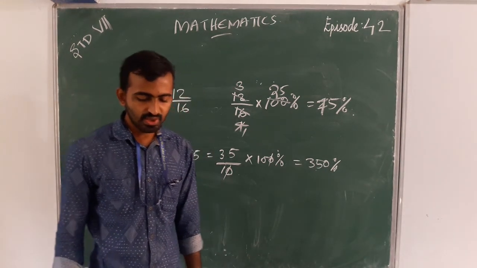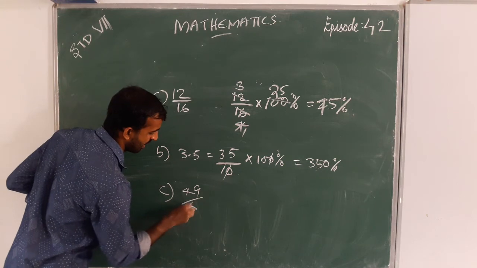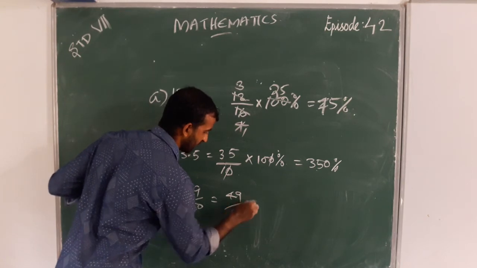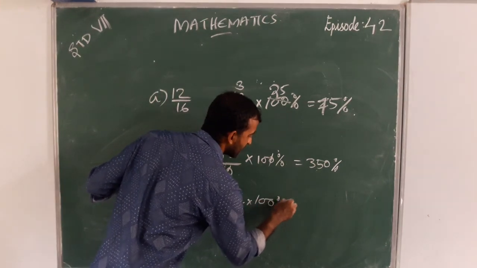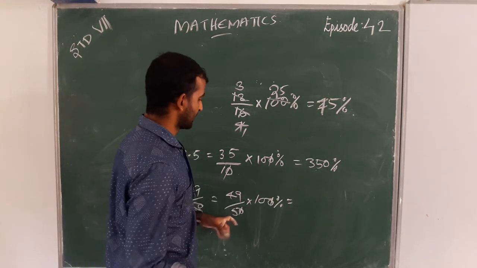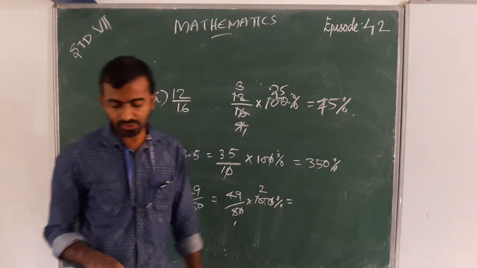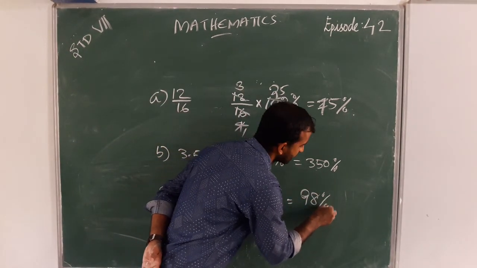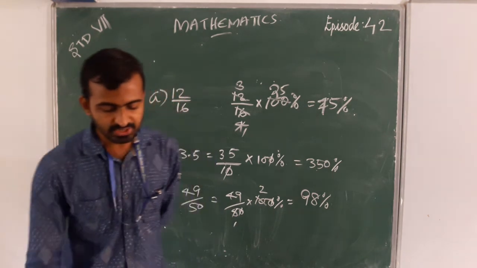350%. And next is 49 by 50. We can write 49 by 50 into 100%, and we get 49 into 2. What is the answer? 98. 98%.